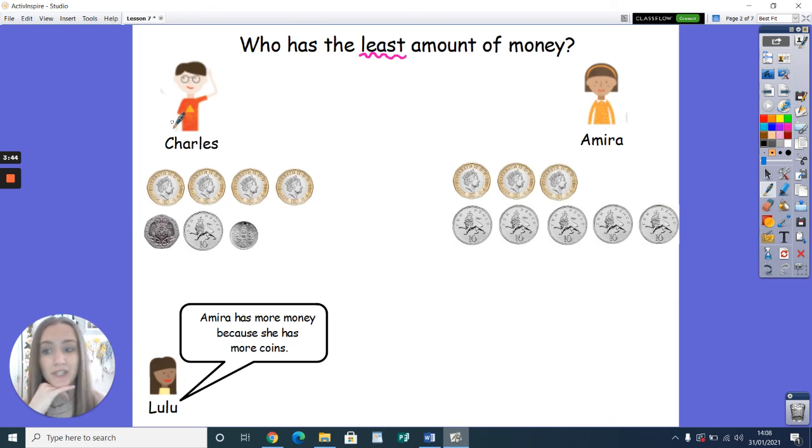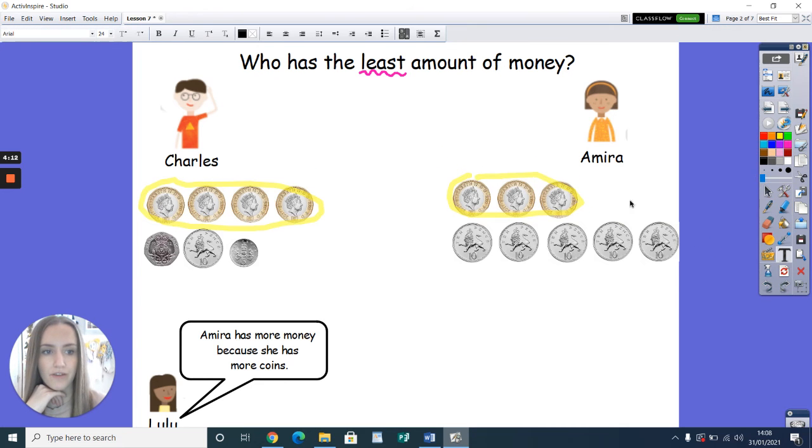But do we know how much Charles has got and how much Amira has got yet? Can we answer this question yet? We can't, can we? So what do we need to do first? That's right, we need to count how much they've both got. So just like before, if you need to pause the video to work out how much they've both got, that's absolutely fine.